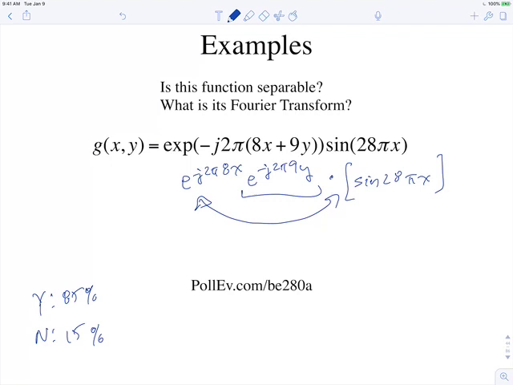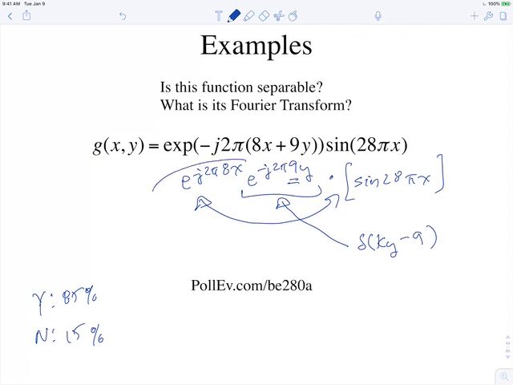But now let's go through the Fourier transform of this. This has a spatial frequency of 9, because it's like 2 pi spatial frequency times y. So the Fourier transform of this is just going to be delta ky minus 9. Okay, so that's all that is.